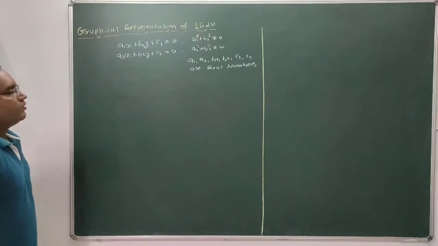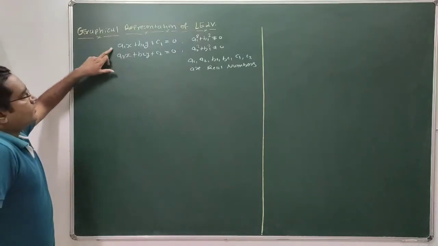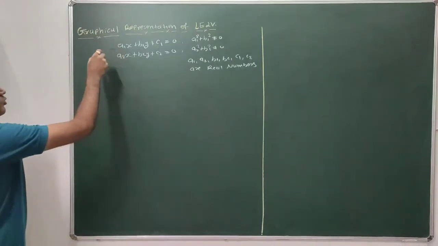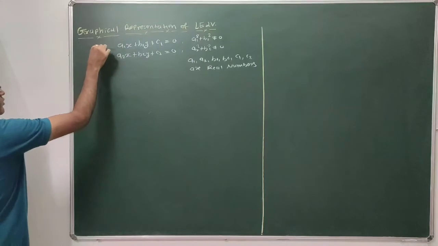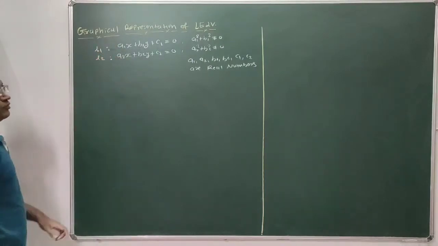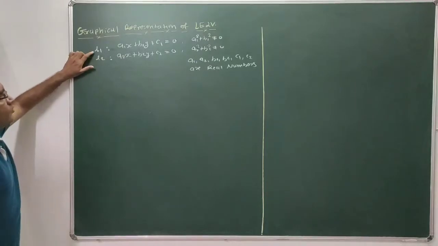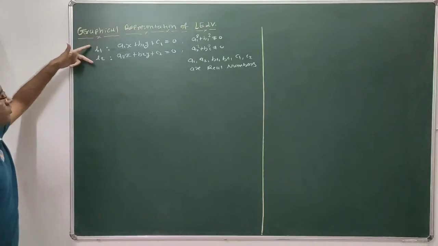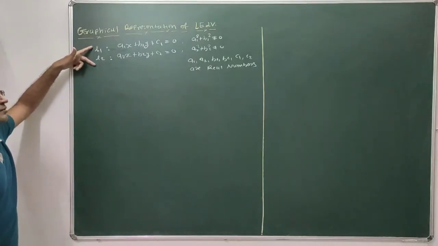Clear, students? Also we discussed that if we draw the graph of a linear equation in two variables, it will give a straight line. So here a pair of linear equations is there, so we are getting two lines L1 and L2. Let L1 be the graph of equation 1 and L2 the graph of equation 2. Both L1 and L2 will be straight lines.